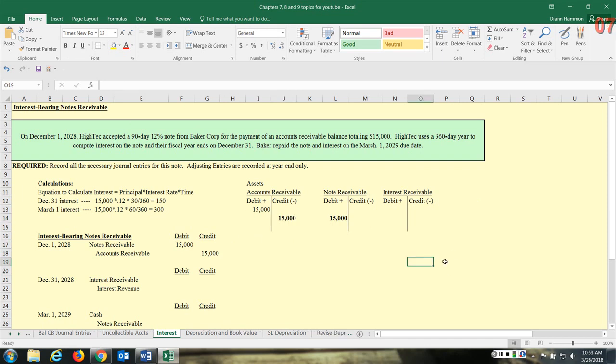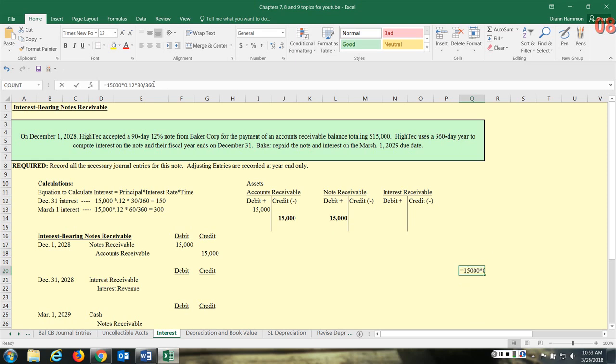Okay, let's look at the entry we need to make on December 31st. So 30 days have passed. The note receivable was established on December 1st. Now we're at the end of December, so December 31st. So let's let Excel calculate. If you look with me over on the right-hand side, I'm going to put in equals and then 15,000 times 0.12, and then again times 30 divided by 360. Excel can handle this beautifully. And it equals $150. So that's the amount.